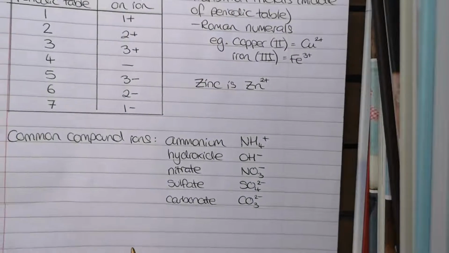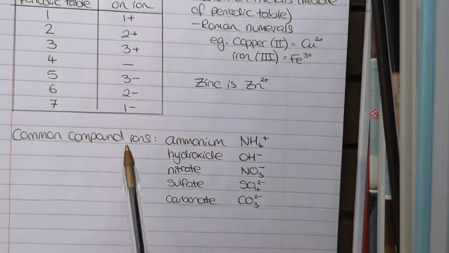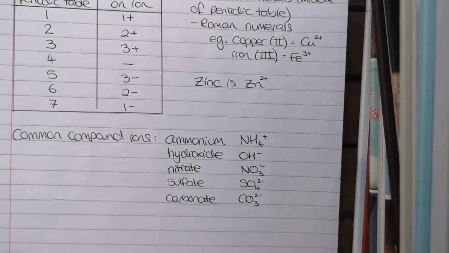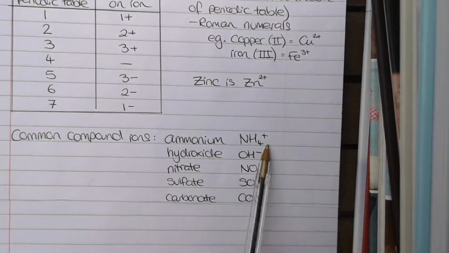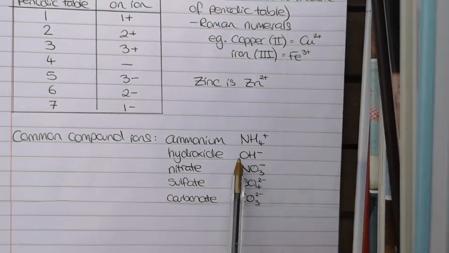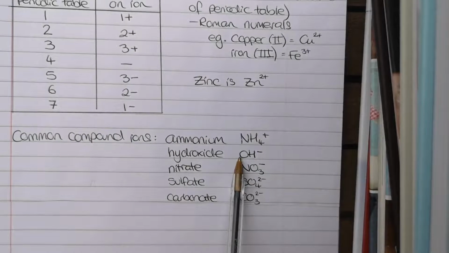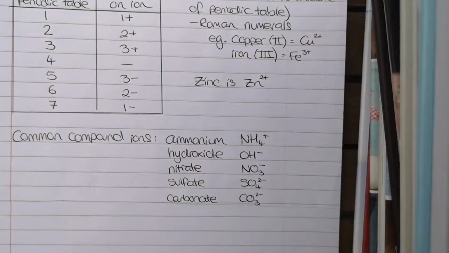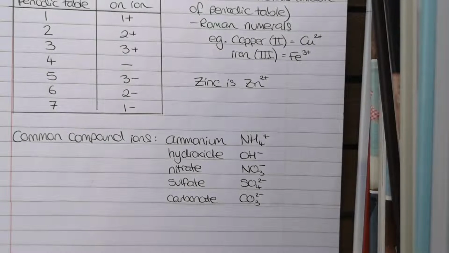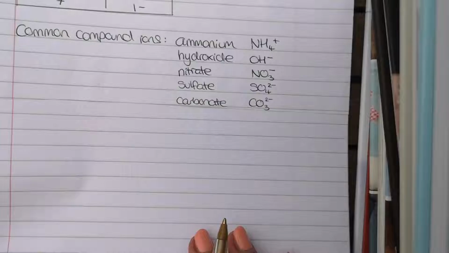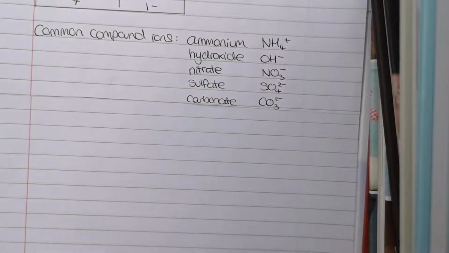Now there are some common compound ions that you need to make sure you know as well, ions that are not just made up of one element. So we've got ammonium, which is NH4+, hydroxide, which is OH-, nitrate, which is NO3-, sulfate, which is SO4 2-, and carbonate, which is CO3 2-. So we can use all of this information together to help us work out the formula of an ionic compound.